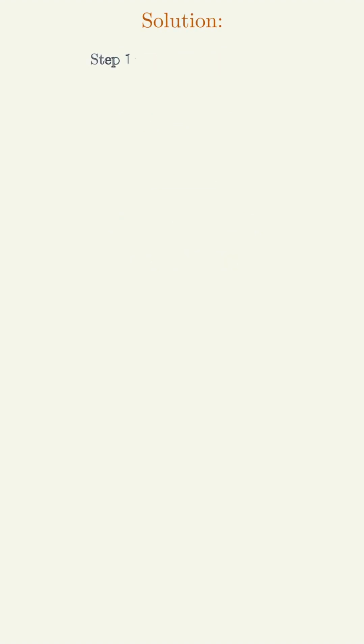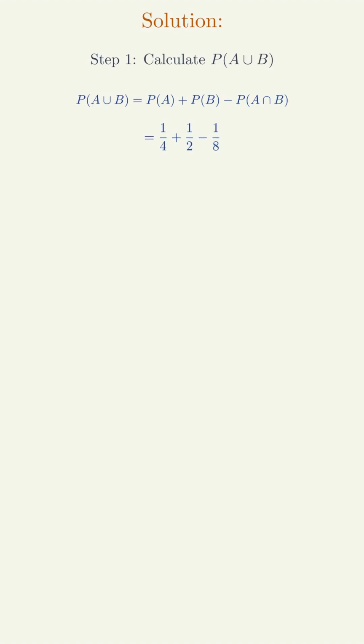Solution. Calculate P(A ∪ B). P(A ∪ B) = P(A) + P(B) - P(A ∩ B). This implies 1/4 + 1/2 - 1/8, which equals 5/8.